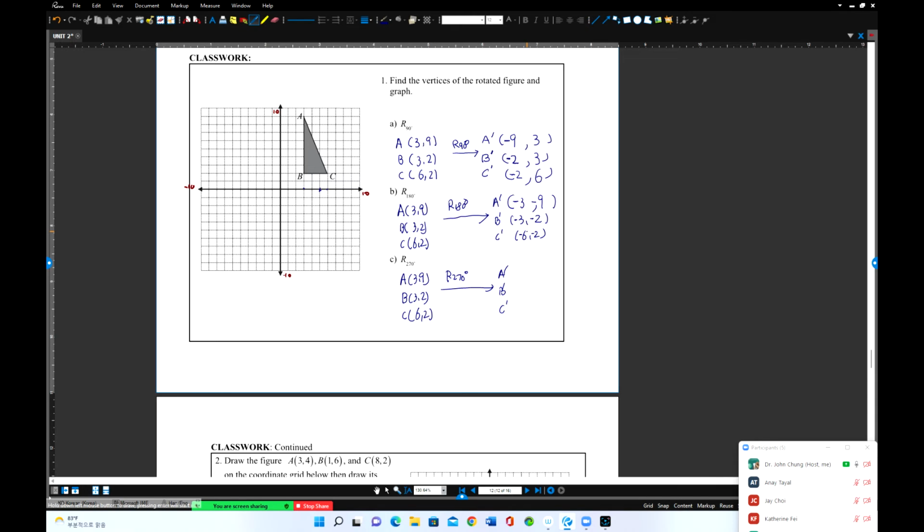270 is gonna be switched. Like 90, switch 9 and 3. But this one has the first number negative, while 270 has the second number negative. Switch again with the second number negative. That's the answer. It's okay, right?